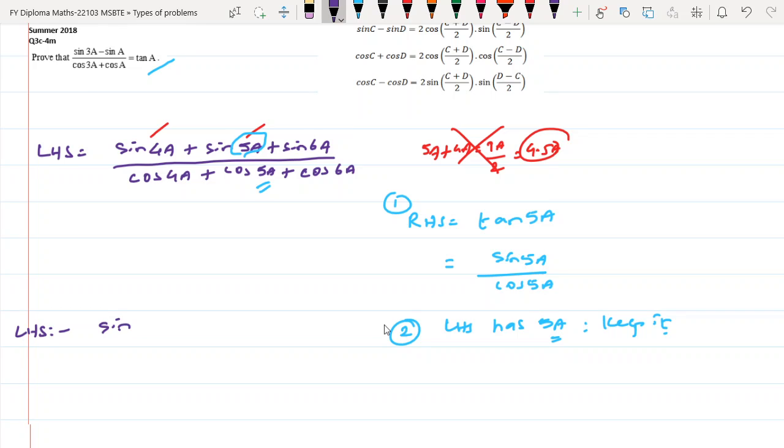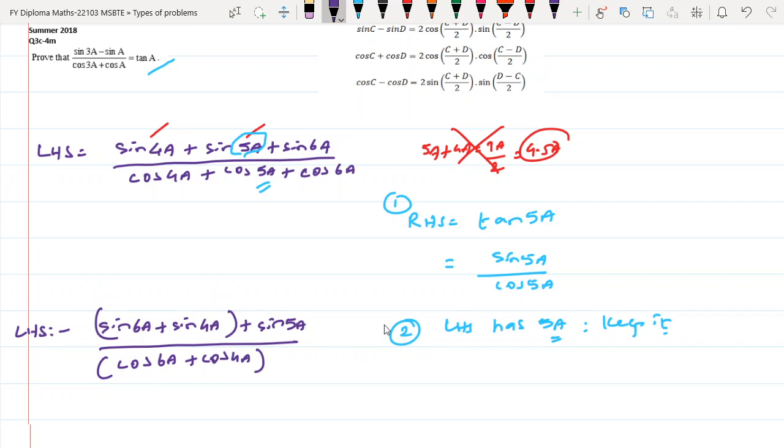So I'm going to say sine of 6a plus sine of 4a, just going to put these brackets here so that it's easy to understand, plus sine of 5a, I'm going to leave it untouched. Similarly, I'm going to rearrange at the bottom. I'm going to say cos of 6a plus cos of 4a, and plus cos of 5a, because I don't want to touch this also. Okay, so I've written this like this.